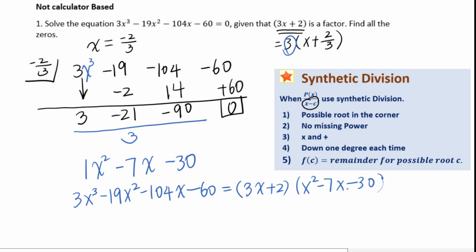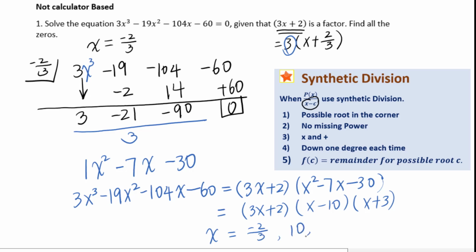For x squared minus 7x minus 30, we can factor the integers. That is x minus 10, x plus 3. So for the zeros, x equals negative 2 over 3, 10, negative 3. This is all the zeros of the polynomial equation.